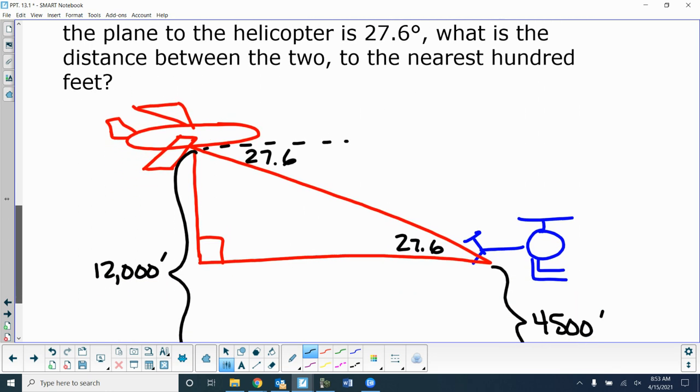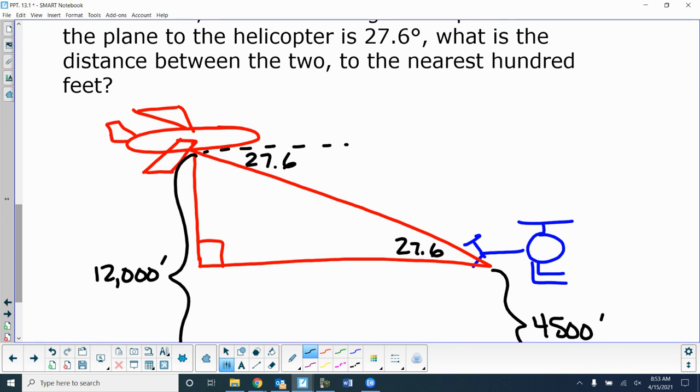Okay, so distance, are we thinking straight from the plane to the helicopter, or are we thinking land distance? That's what you're not sure of, right? Which ones you guys want to do? Straight from the plane to the helicopter or land distance? Straight? Right, so we're looking for the hypotenuse. Okay? So what's this distance in my triangle? You guys understand it's 12,000 minus 4,500? What is that, 7,500?